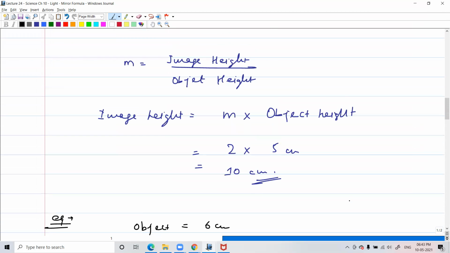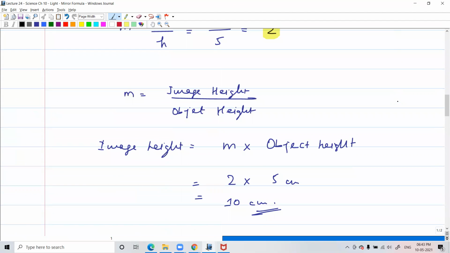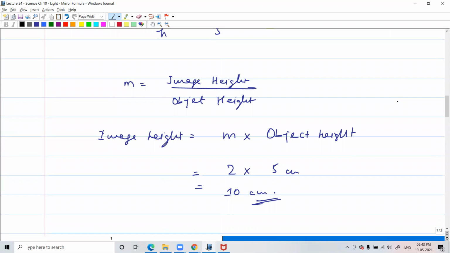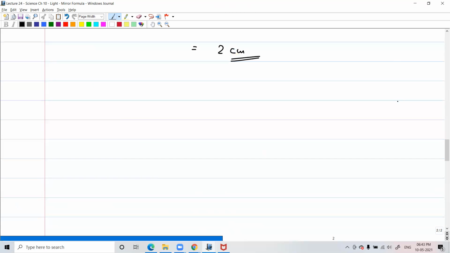See, even by the formula of this magnification, if the height of the object becomes infinity, what will happen to magnification? Anything by infinity, what is it? If there is anything by infinity in the denominator, what does it mean? Do you people understand that? It will be very, very small, sir. Yeah, anything by infinity, even 1 crore by infinity is equal to 1 by infinity. There is no difference in that. 1 by infinity and 1 crore by infinity is same.